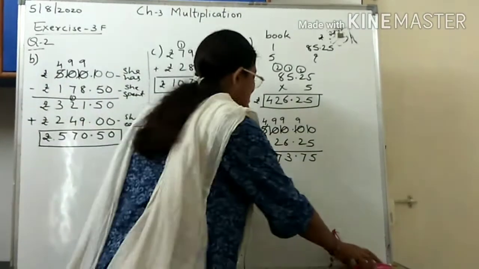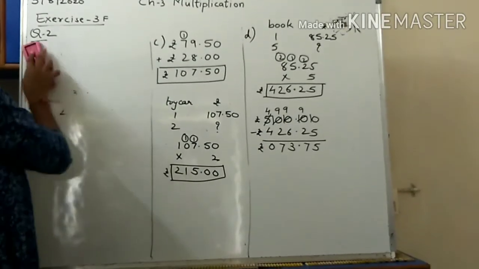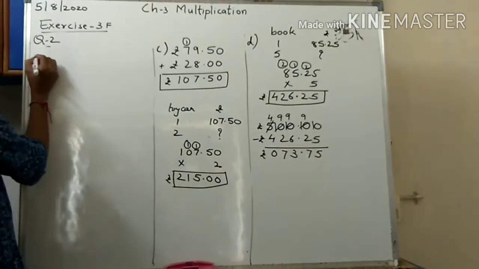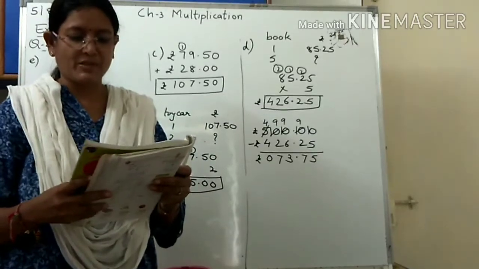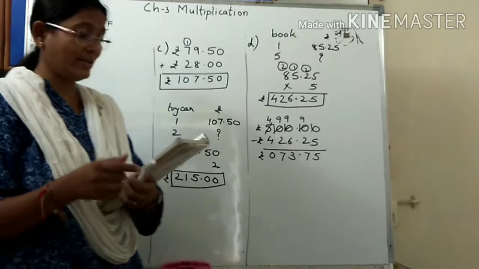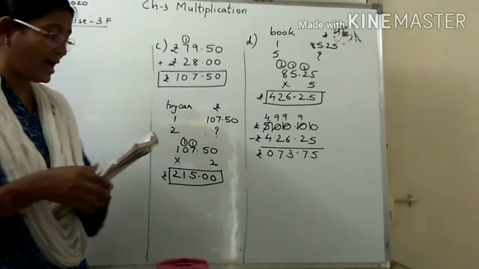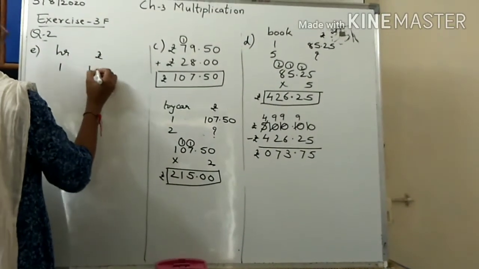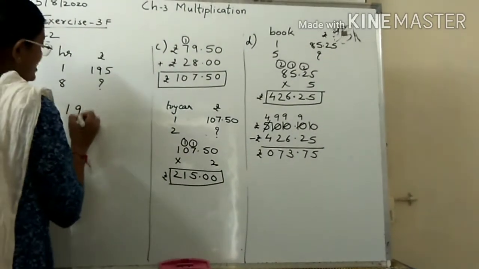Right. Last sum of this question, that is number E. Let me explain you that first. Number E is, Akshina worked for 8 hours at the exhibition. She was paid rupees 195 an hour. How much did she earn? See here, Akshina is a girl who is going to an exhibition, okay, and for 1 hour she is getting rupees 195, and she is working for 8 hours. Then how many rupees she will get?